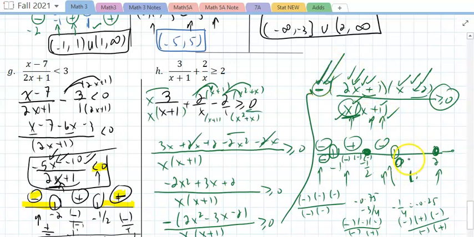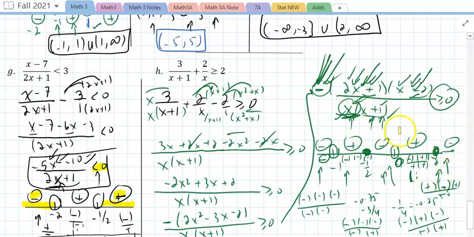A negative. 2 plus 1 is positive. 1 minus 2 is negative. A positive 1 and 1 plus 1 is positive. So 2 negatives will leave a positive. And a point to the right of 2. I have a minus already right there. Say 3. 6 plus 1 is positive, and 3 minus 1 is positive. Positive and a positive. So that's a negative.